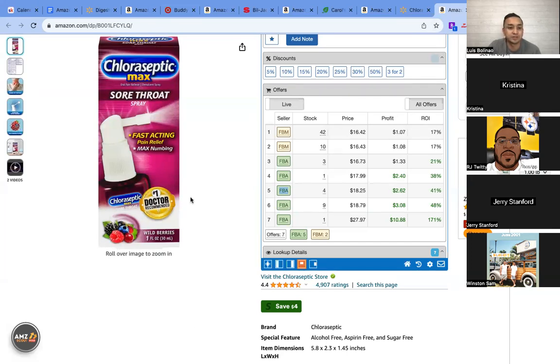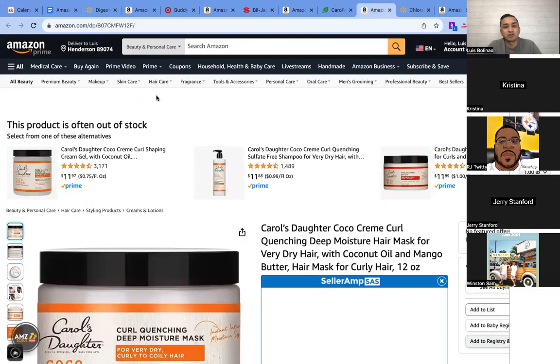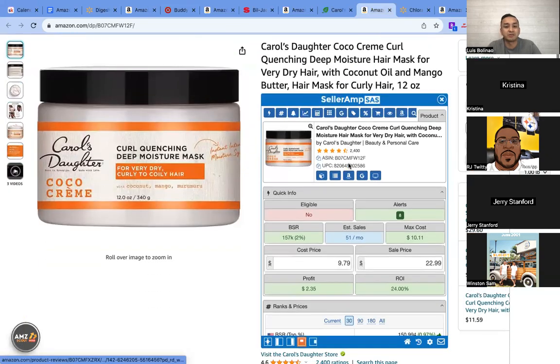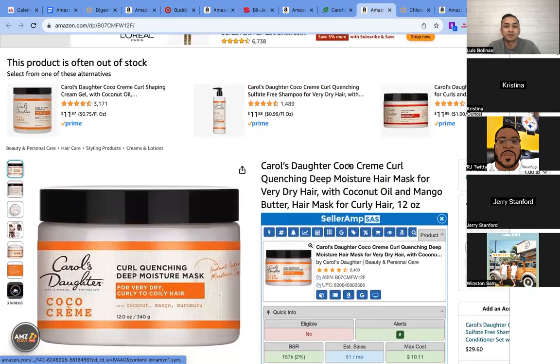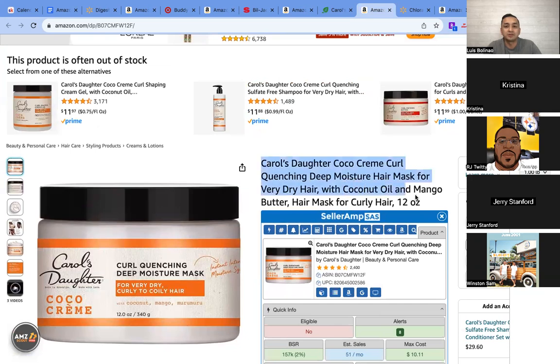But to answer your question, there's many ways to do product research. So you can even start with Amazon. You can literally go to Amazon, right? And pick a random product. So for example, this one. And then you can Google this product and look for the supplier.